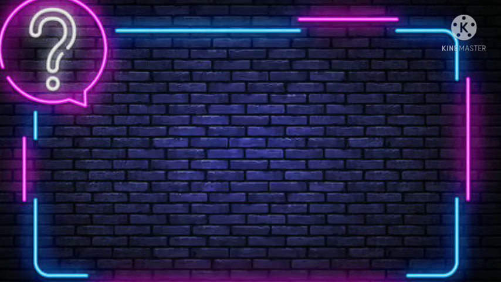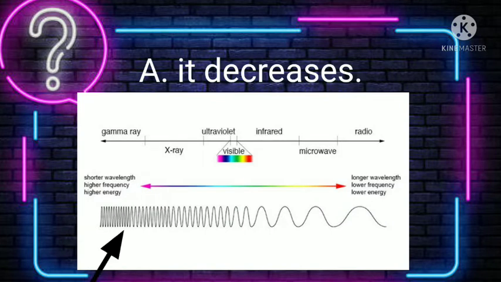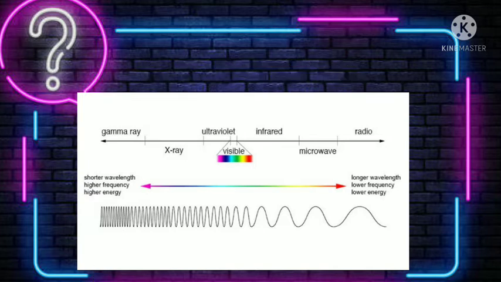Congratulations, Charmaine! So, what's your answer? Very good! The correct answer is letter A. It decreases. As you can see in this part of the spectrum, it has shorter wavelength but higher frequency.